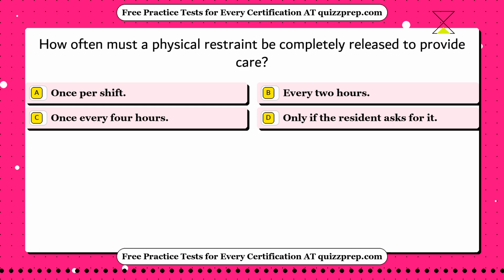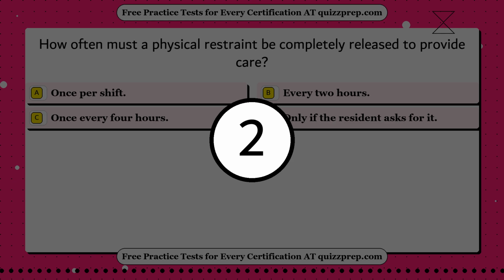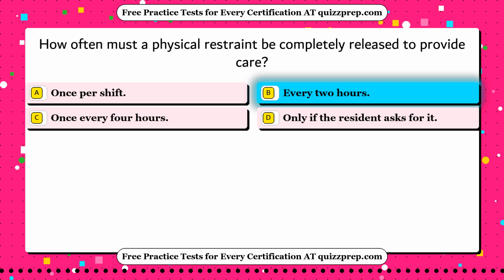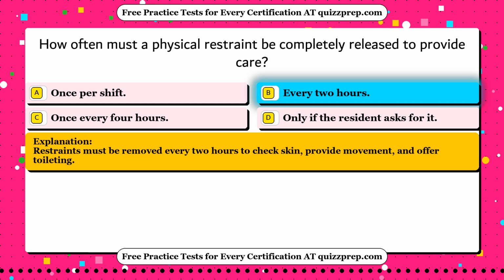Option A. Once per shift. Option B. Every 2 hours. Option C. Once every 4 hours. Option D. Only if the resident asks for it. The correct answer is option B. Every 2 hours. Restraints must be removed every 2 hours to check skin, provide movement, and offer toileting.